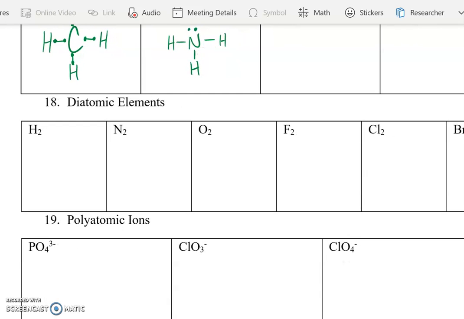So these are diatomic. Di means 2, atomic means atom. So they're elements that exist in pairs. So nitrogens, oxygens, hydrogens, fluorines, chlorines, bromines, iodines.